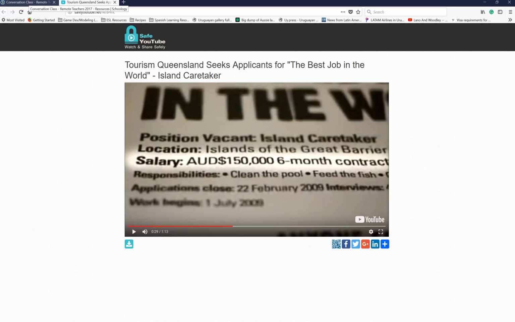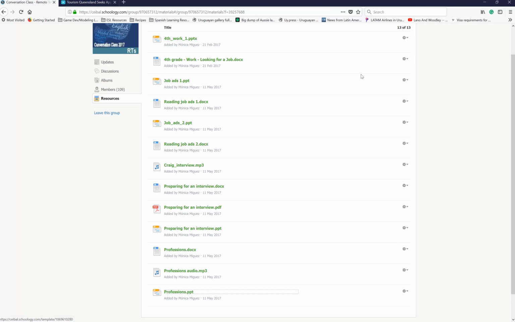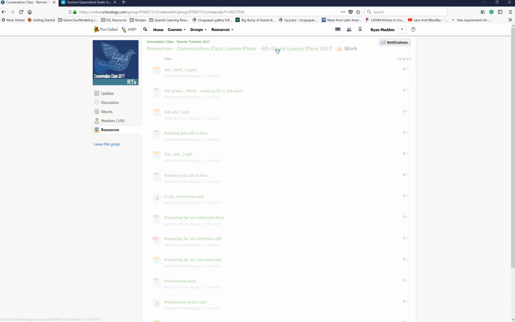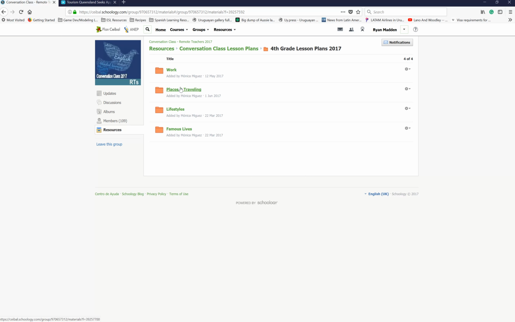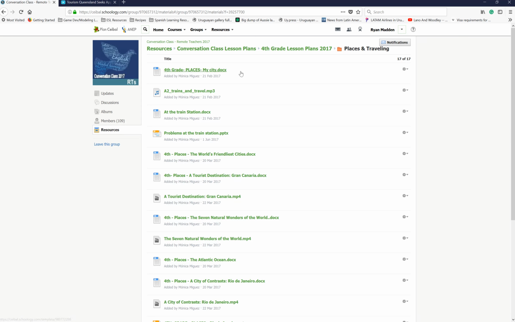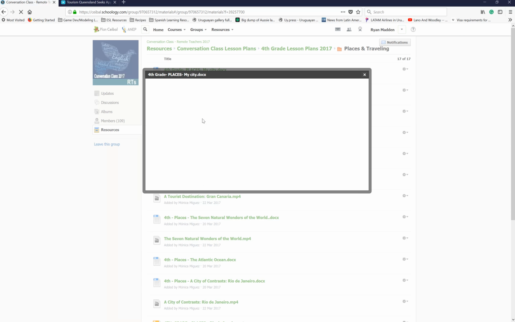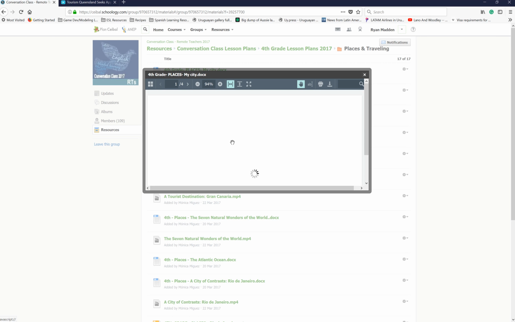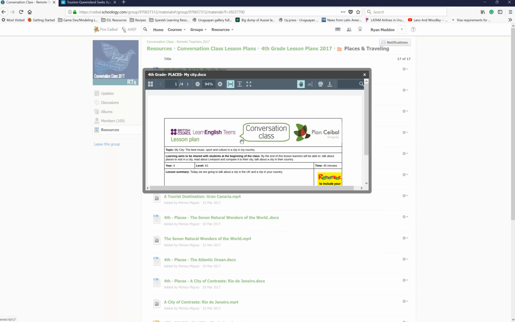But again, let's look at another unit now. So we've looked at a bit to do with work. What if we were to look at places and traveling? So immediately the first lesson plan we find is about my city. And again, if we open this up, we notice that the aims are able to compare a city in Uruguay to Liverpool in the UK.